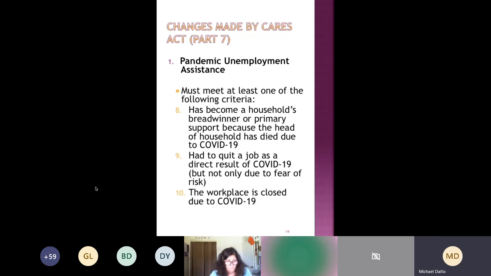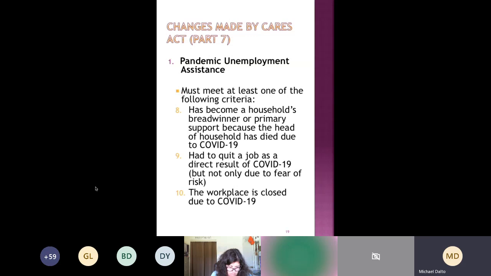And we'll do one more question. This person wants to know, would the pandemic unemployment assistance be retroactive to the date that they filed their initial claim? That's a great question. And the answer is yes. The pandemic unemployment assistance can be retroactive as far back as the person met the criteria and the state had an agreement in place with the federal government.